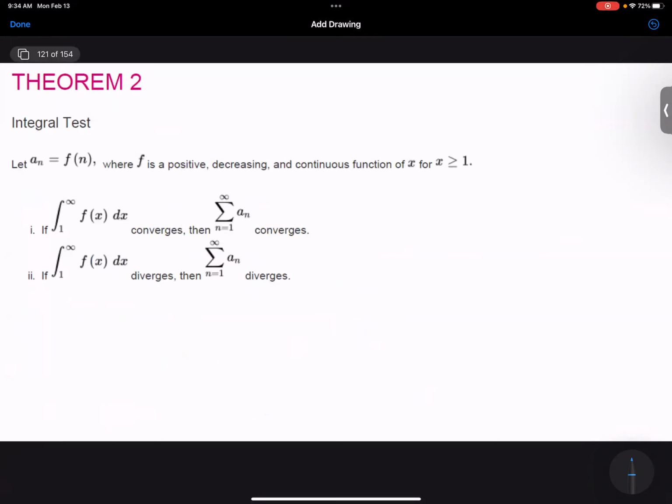All right, the next one. This is the integral test. How many have seen the integral test in high school or Math 140? All right, so this is an extremely valuable one. Let's say a_n equals f(n), so I have some function. And let's say f is positive, decreasing and continuous. If the integral of f(x) dx converges, then the sum converges. If the integral diverges, then the sum diverges.